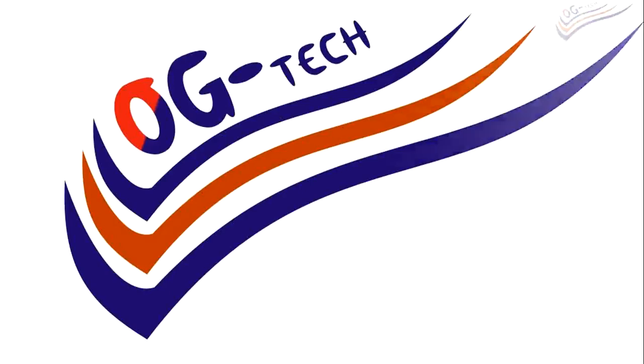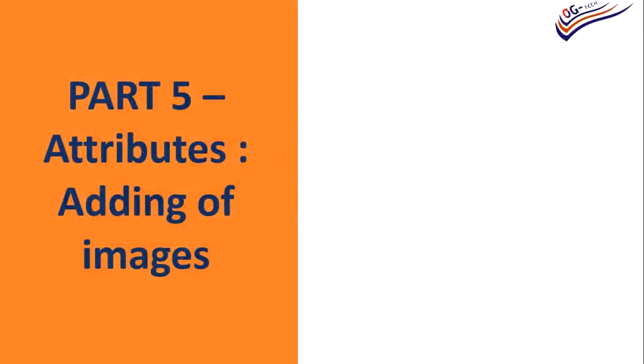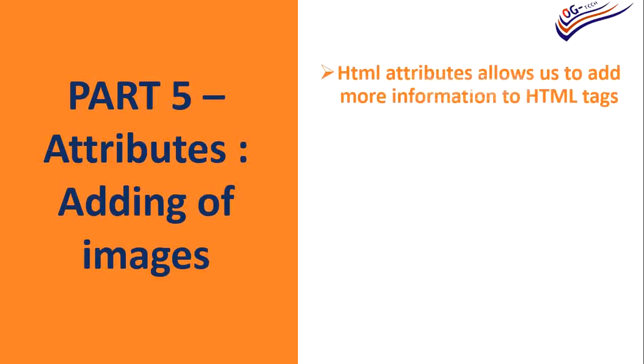Alright, so today we're going to be looking at attributes and adding of images. We're now in part 5 of our HTML level 1 training. So let's look at what we're going to be learning today. Today we're going to be learning about attributes, and when we talk about attributes, they allow us to add more information to HTML tags.